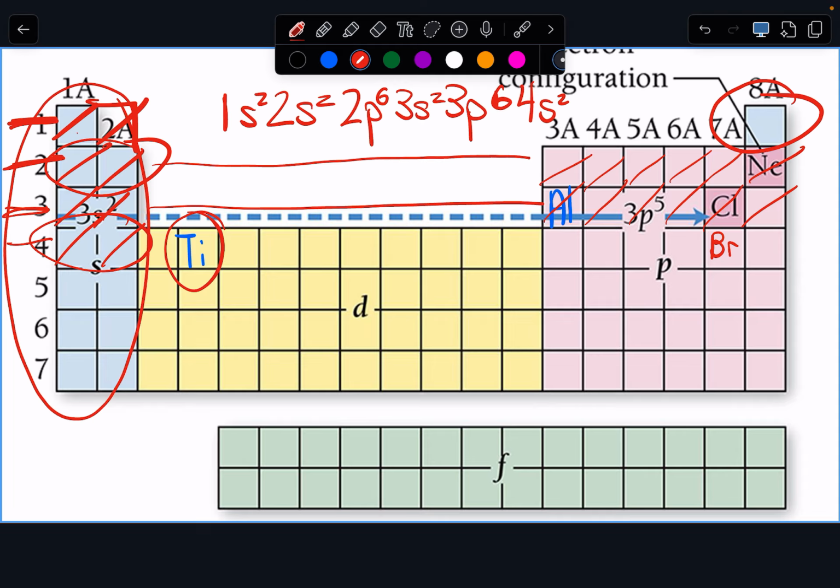Now, there might be that temptation to then say 4d, but where did 3d go? We know that the d orbitals start at 3, so it can't possibly be 4d because we haven't done any d orbitals. Okay, so this is 3d, 1, 2. So titanium, that's its electron configuration, ending in 4s2, 3d2.